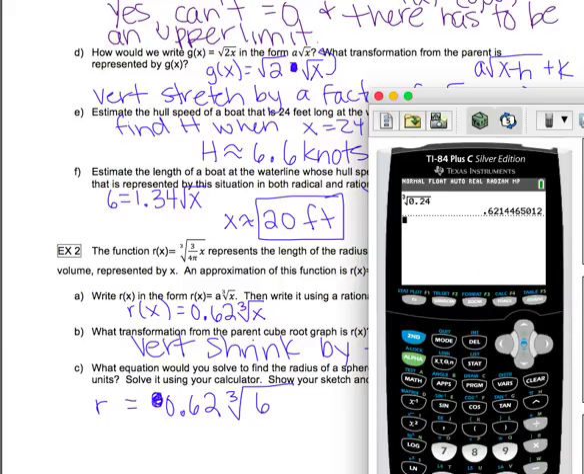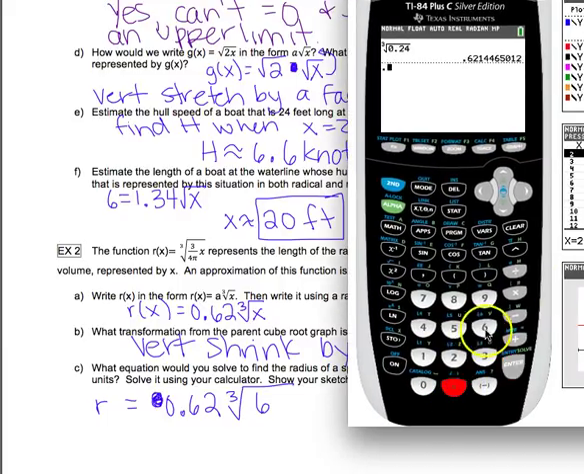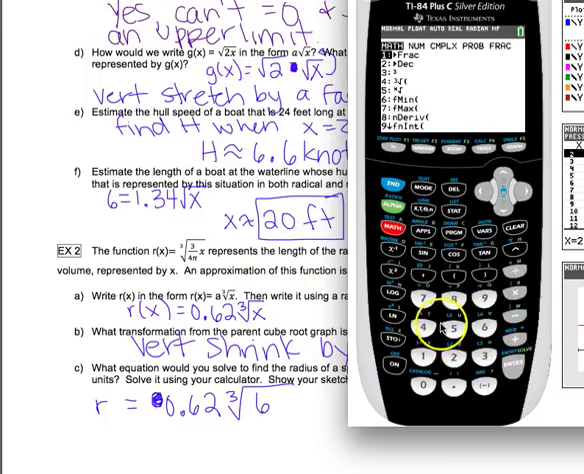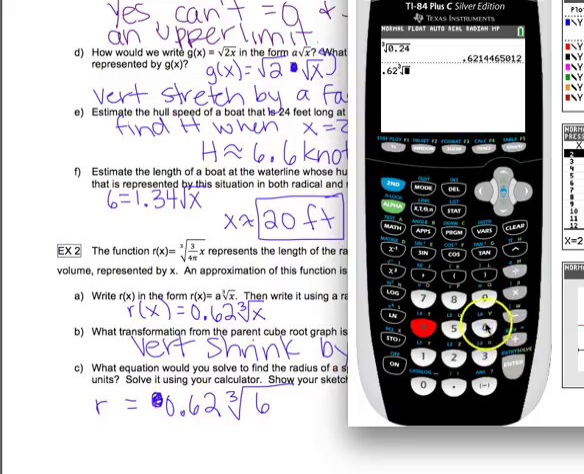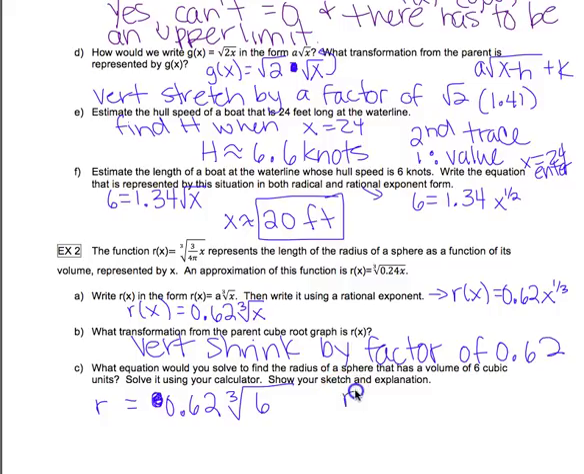So solve it using your calculator just means we need to punch this in. So we've got 0.62, and we're going to multiply that by the cube root of 6, so 0.62 times the cube root of 6, press enter, and we get about 1.13 there. So radius is approximately 1.13. So it asks us to show a sketch or an explanation. So in this case, if we want to show a sketch, we would sketch the graph itself.